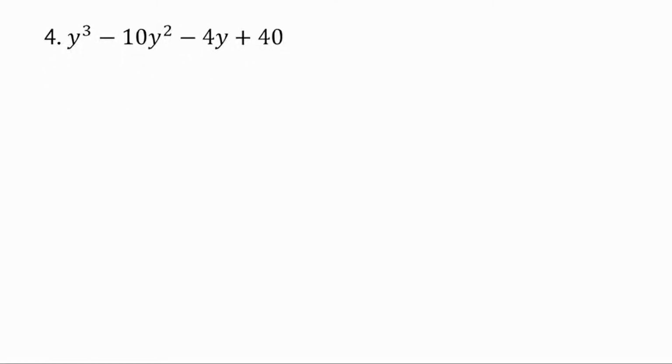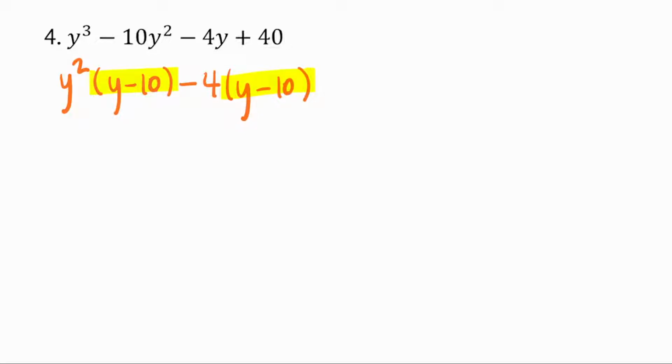All right, this next one's got 4 terms, so I'm thinking group and factor. So I look at the first two, and what's common to y to the 3 and negative 10y to the 2? Just 2 powers of y. So I've got y squared times y minus 10. And then negative 4y plus 40. Okay, 40 is divisible by 4. It doesn't have a y in it, so I'm thinking the 4, but maybe I should factor out a negative 4 so that I can get that y minus 10. So that's the whole idea of group and factor: get it so I can factor out a binomial.